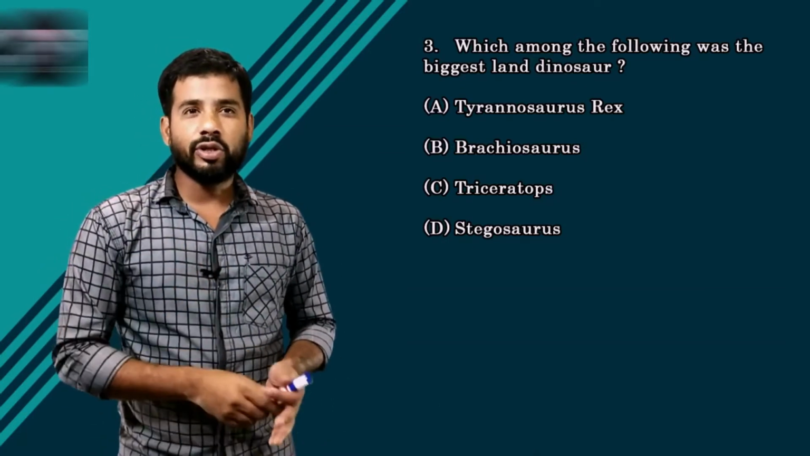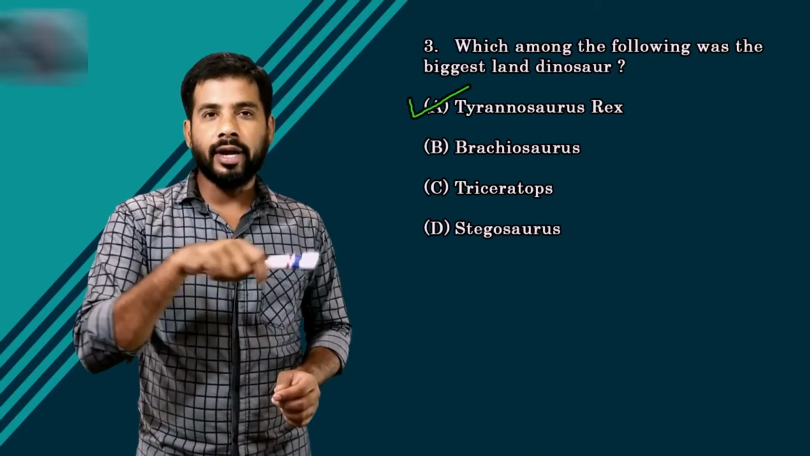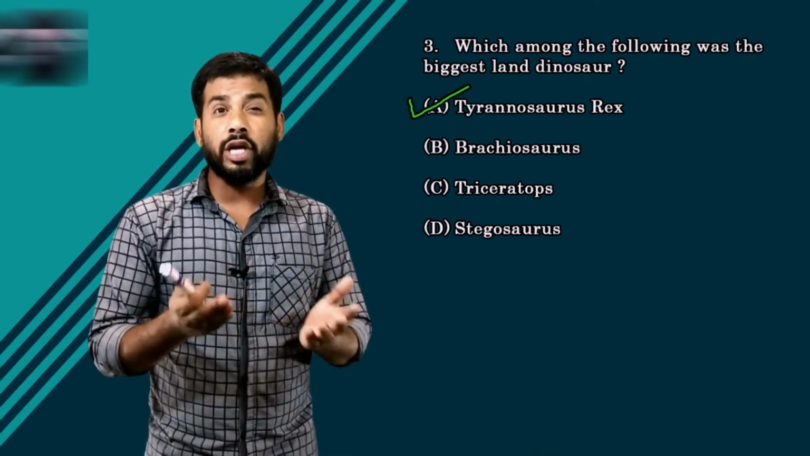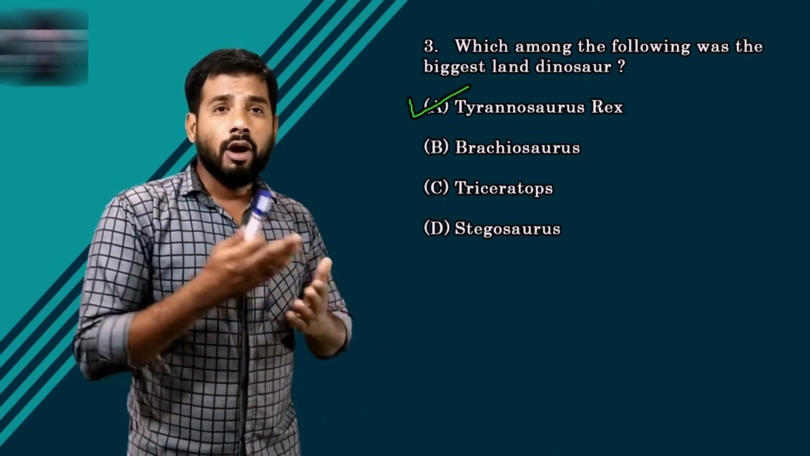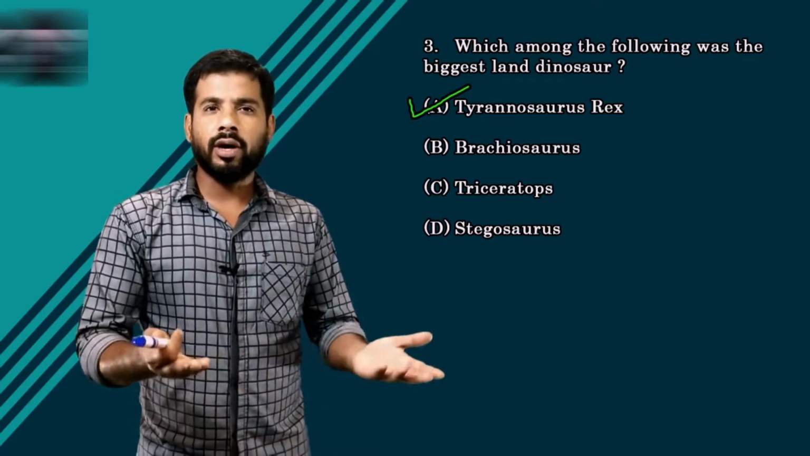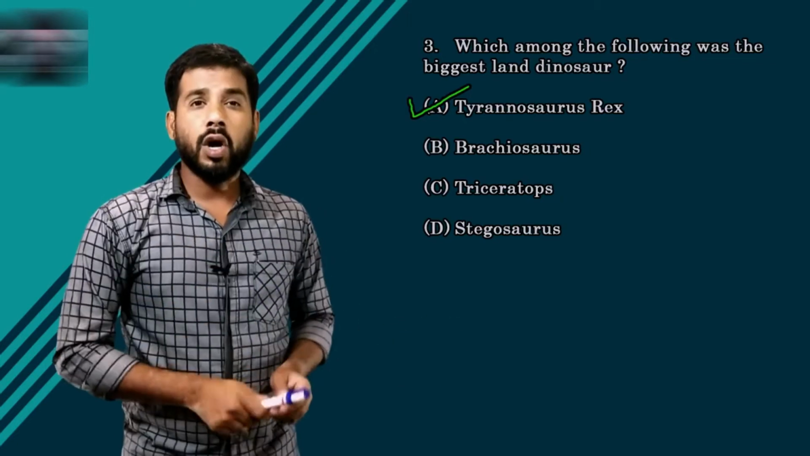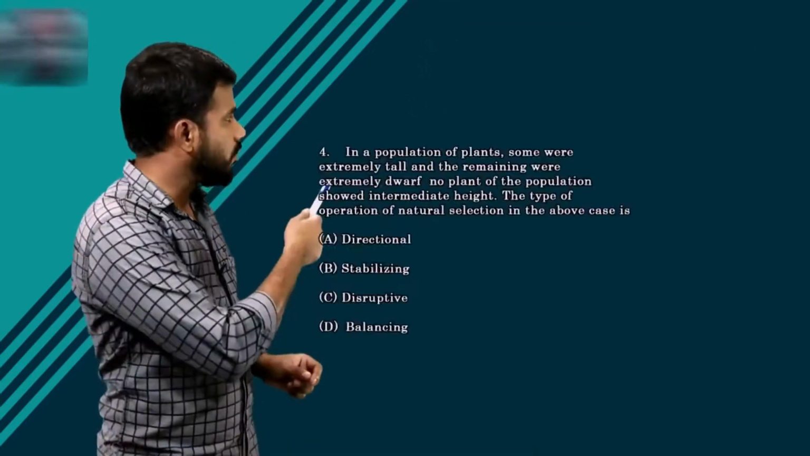So the answer for this question is option 1. Option A is the right answer. That is Tyrannosaurus rex. Whereas the remaining option B, option C and option D are the wrong answers. You just eliminate those. Now let us take question number 4.